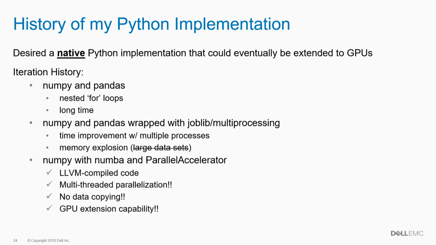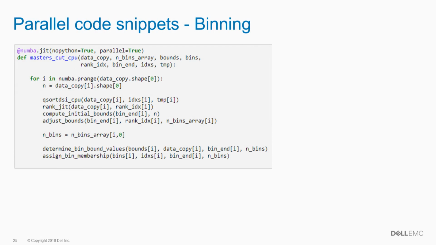So I wanted to provide a couple of code snippets, which are in the GitHub repo, and show you what I mean by parsimonious parallelization. This was for the equal binning algorithm, and there are some stubs here for other functions that are in the library that I have. If you look, there are really two things that I've done. I've added the parallel equals true parameter, and then I've wrapped the loop with numba.prange. That's it.